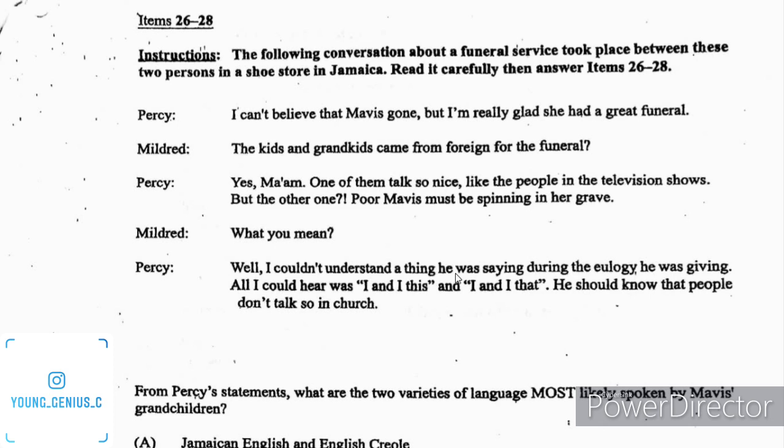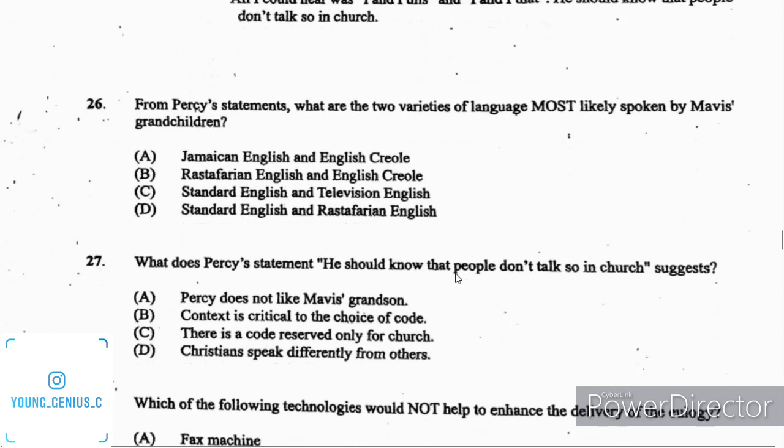Mildred says, "What do you mean?" Percy says, "Well, I couldn't understand a thing he was saying during the eulogy he was giving. All I could hear was, I and I this and I and I that. He should know that people don't talk so in church."